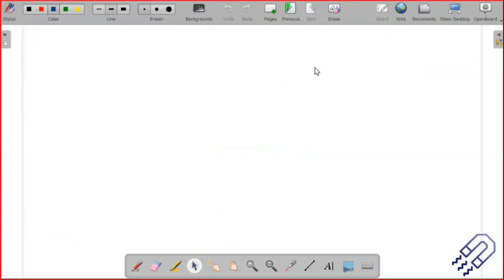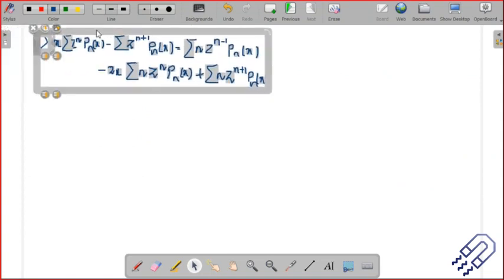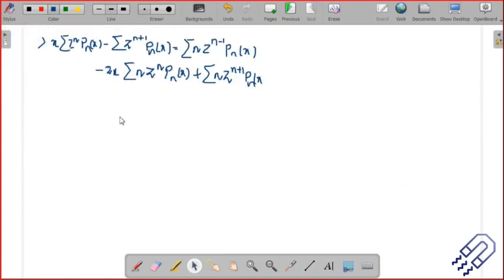So we are talking about the recurrence relation of Legendre polynomials. So we have it now, and then what we can do is equate the coefficient of z to the power n on both sides. So equate the coefficient of z to the power n.